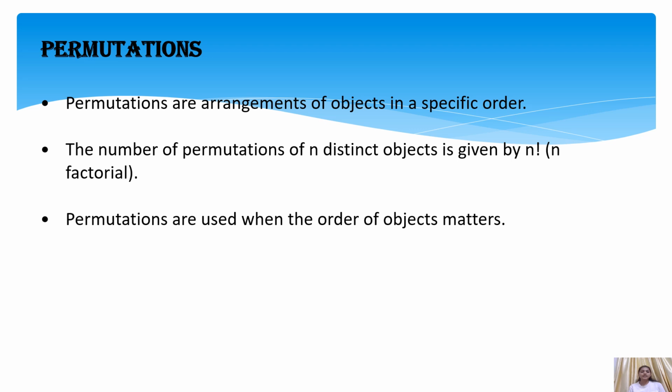Permutations. Permutations are arrangements of objects in a specific order. The number of permutations of n distinct objects is given by n factorial. Permutations are used when the order of objects matters.